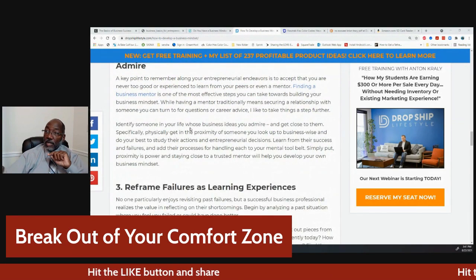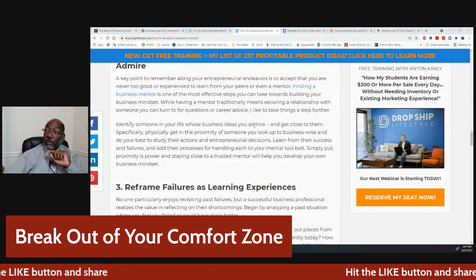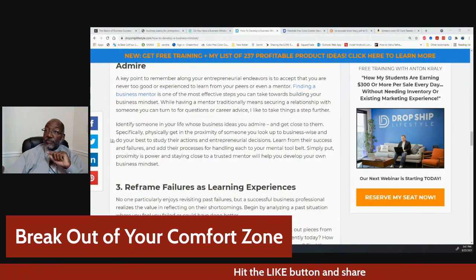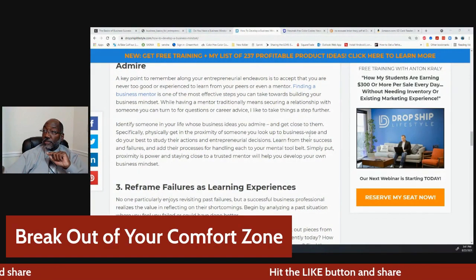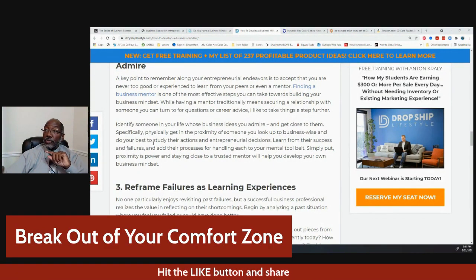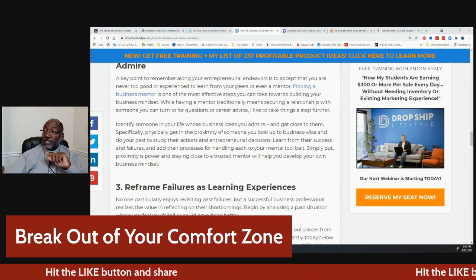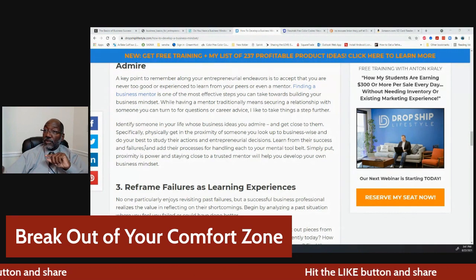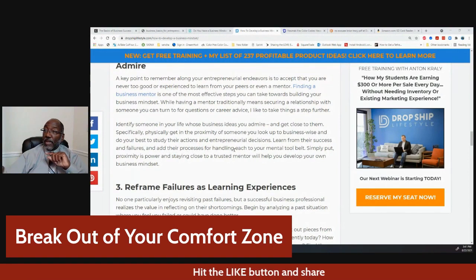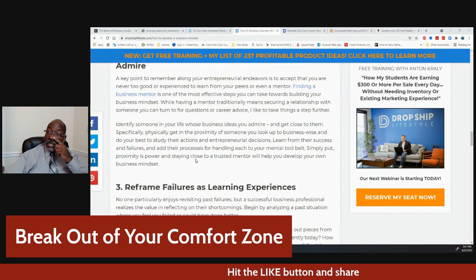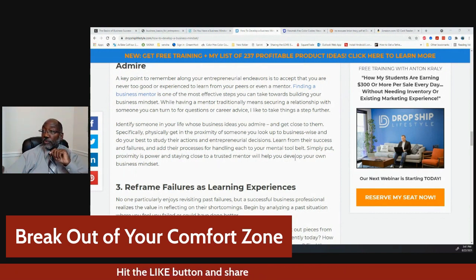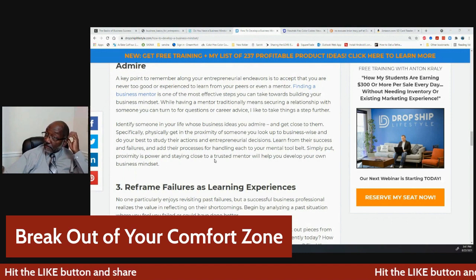Identify someone in your life whose business ideas you admire, then get close to them. Specifically, physically get in the proximity of someone you look up to business wise, and do your best to study their actions and entrepreneurial decisions. Learn from their successes and failures and add their processes for handling each to your mental tool belt. Simply put, proximity is power, and staying close to a trusted mentor will help you develop your own business mindset.